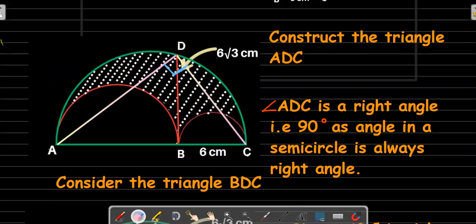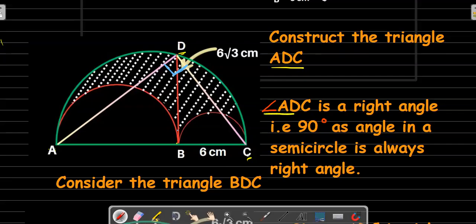To find the area of the semicircles, we need the radius or the diameters of the semicircles. But we have the diameter of the smallest semicircle only. So our first step is to find the diameters of the semicircles. If we can find AB, then we will get AC too. To find AB, the first step is to construct the triangle ADC. That is, join A to D and D to C.